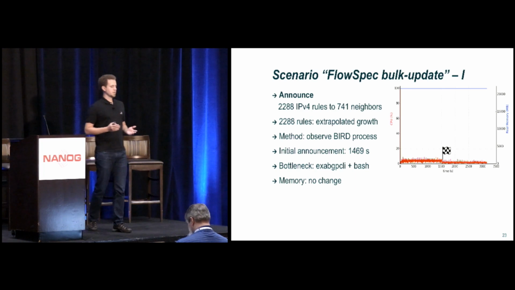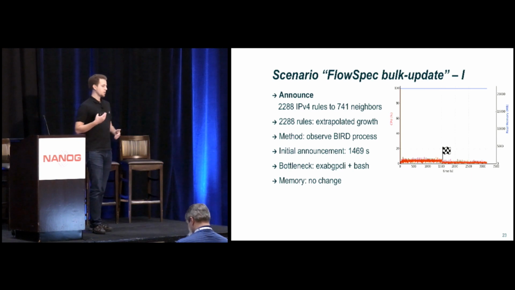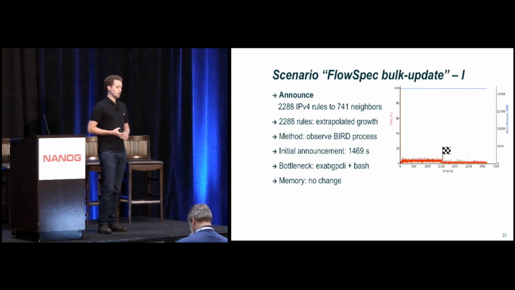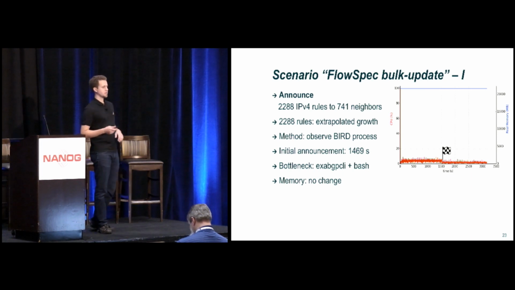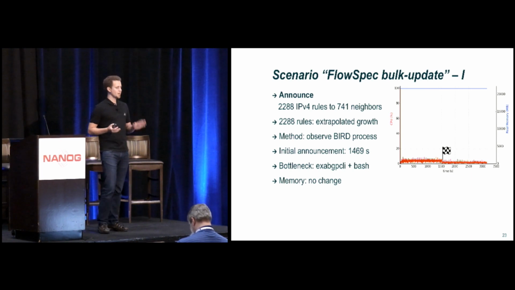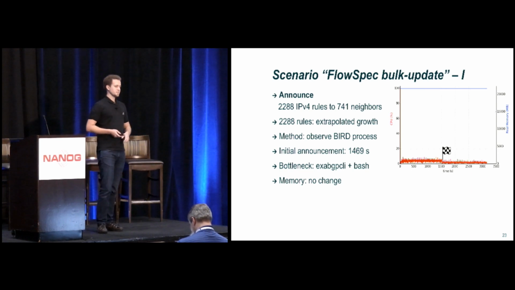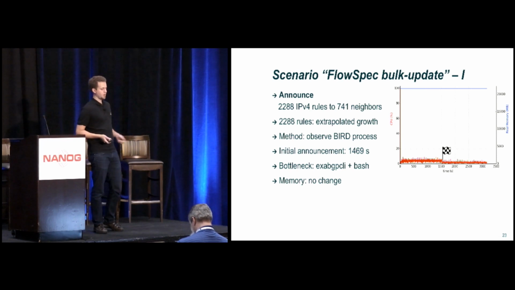Now we had the single update. The other thing that I looked at was performing a bulk update. So I extrapolated the growth of black holes or Flowspec rules that we're seeing: 2,300 IPv4 rules, and I advertised all of them to our simulated route server. The initial announcement took quite long because of my method. I used the BGP CLI interface and a bash script to announce all of those. There may be more clever ways to do it, so it took 1,500 seconds. That's not really representative, but that's just what I found out.